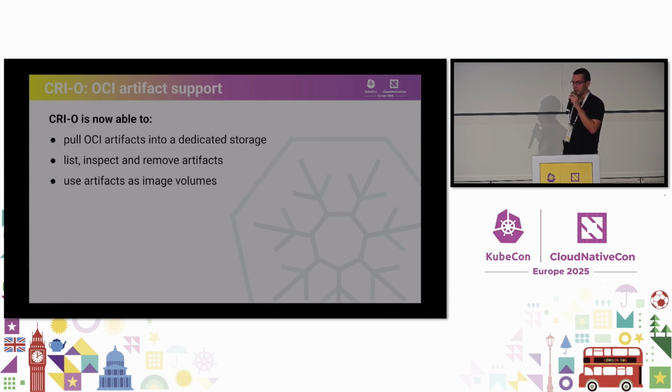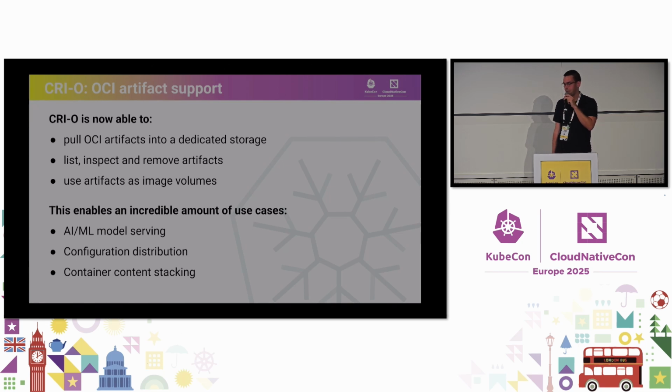Let's look at the OCI artifact support. CRI-O is now able to pull artifacts into a dedicated storage side by side to actual container images, and this means that we can also list, inspect, and also remove artifacts now. This is completely new, and on top of that, we can use artifacts as image volumes.